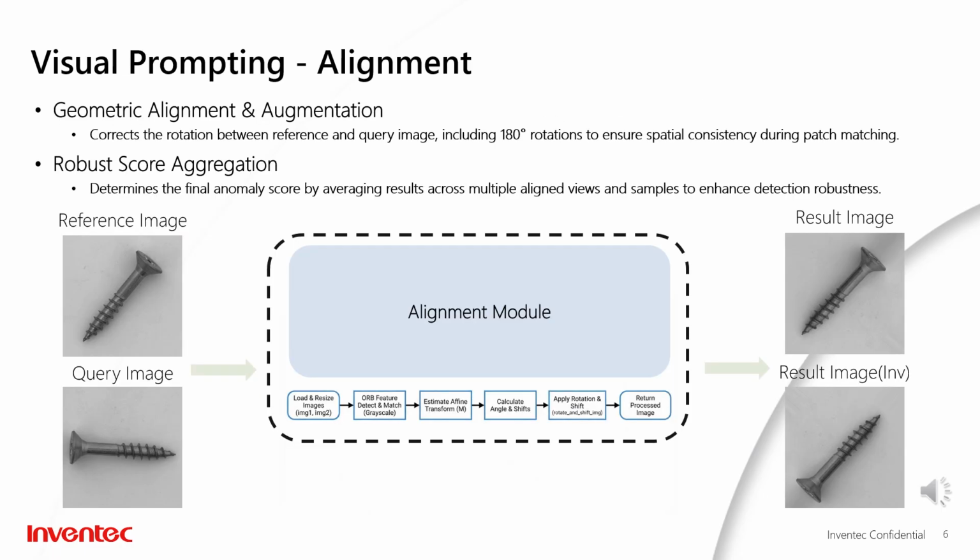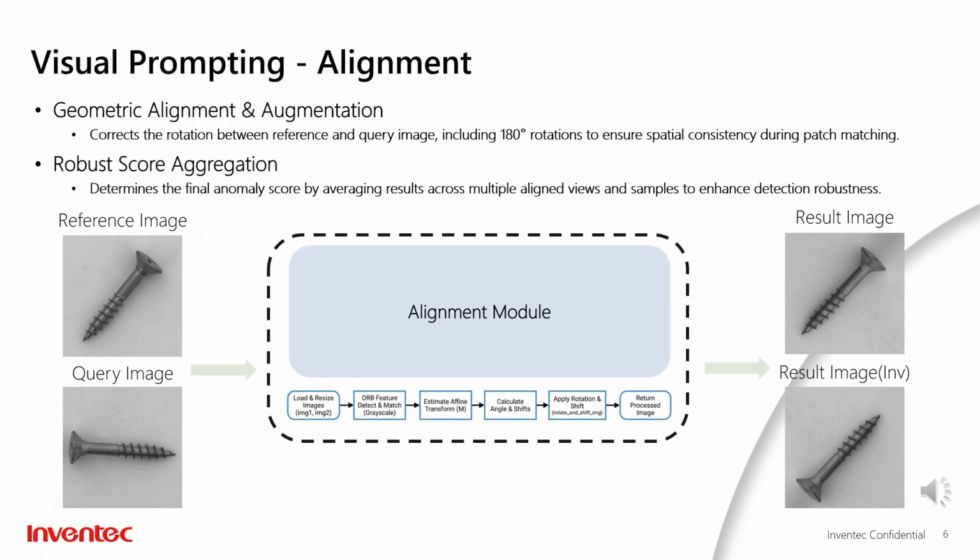To make this vision-only approach robust, we introduce visual prompting techniques. The first is alignment. In industrial scenarios, parts on a conveyor belt are often rotated or shifted. If we compare patches directly, a slight rotation creates a false positive at the edges of the object.